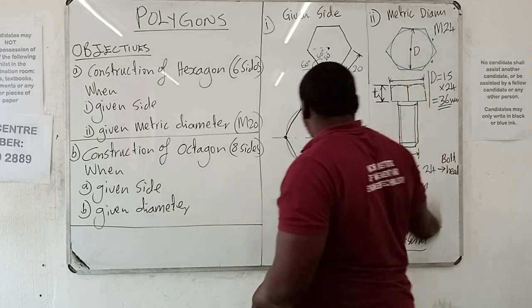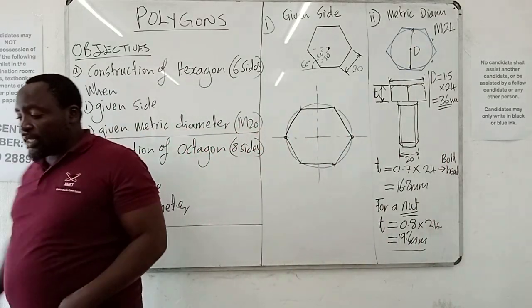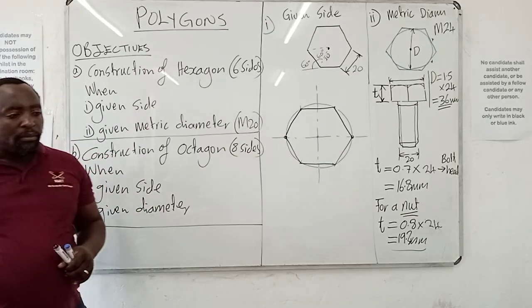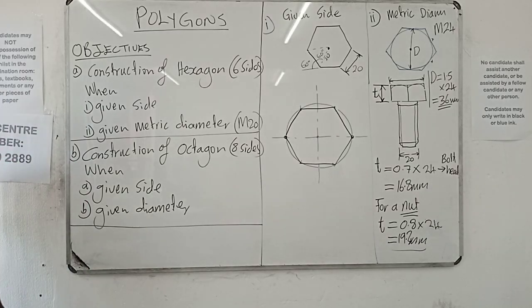Take a photo of this. I need to erase so that I can utilize the space. Okay. You can start again when I'm explaining the other.